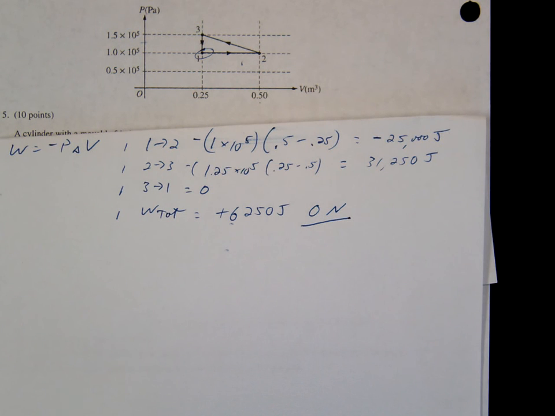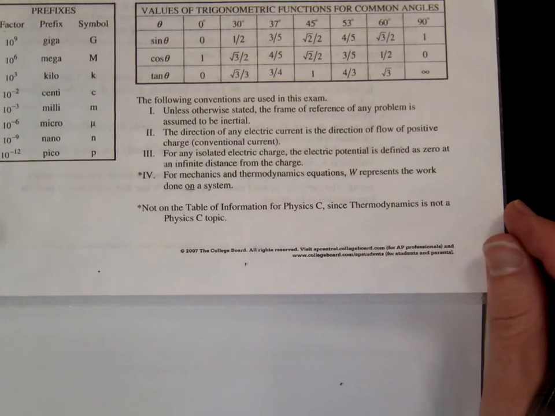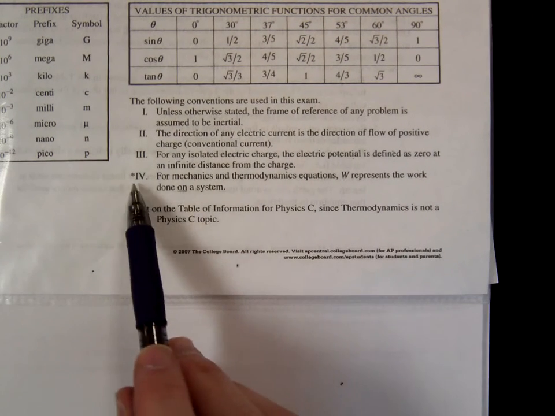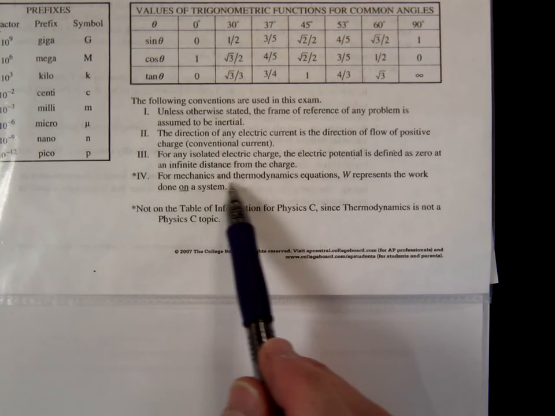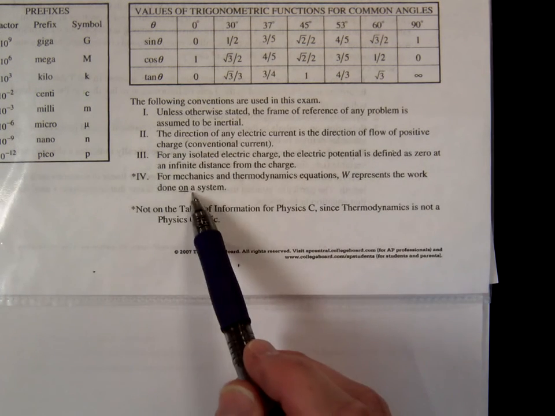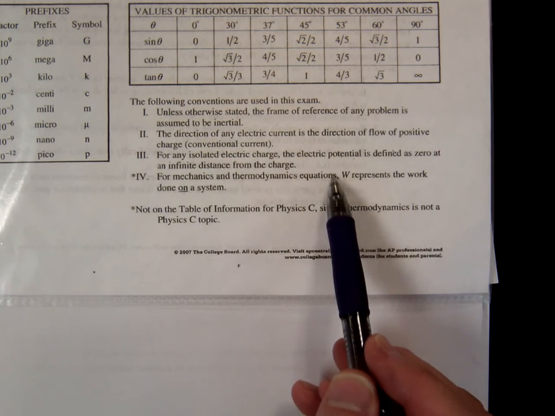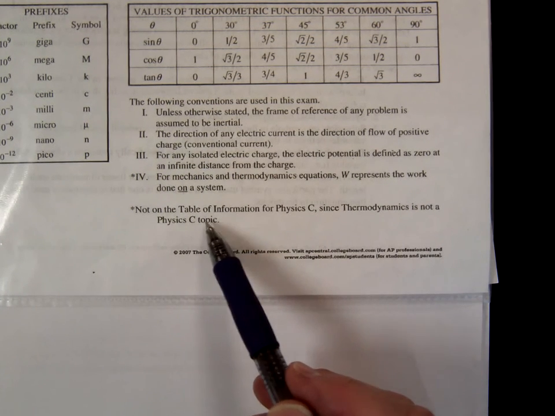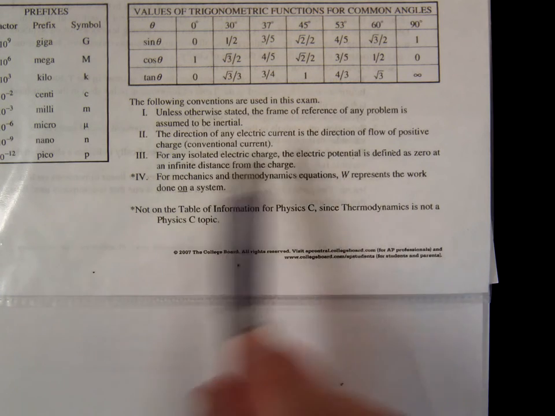Okay? Now you actually do not have to memorize that, because on your constant sheet, which is given to you for both parts, there's a little note right down at the bottom. It says, for mechanics and thermodynamics, W represents the work done on a system. So positive W represents the work done on the system. If you forget that at any point during the test, it's right there for you. They do give you that.